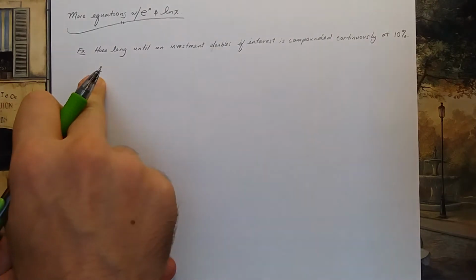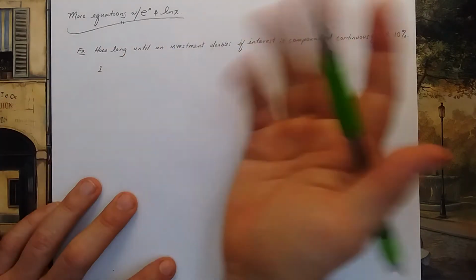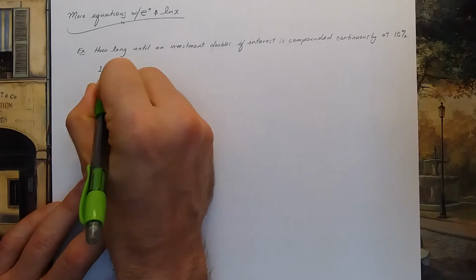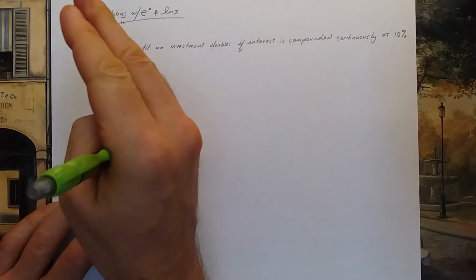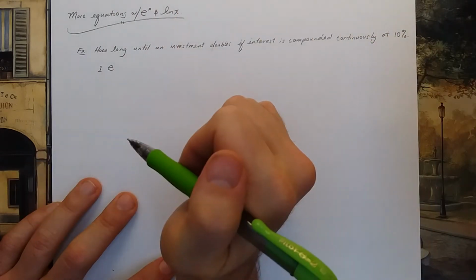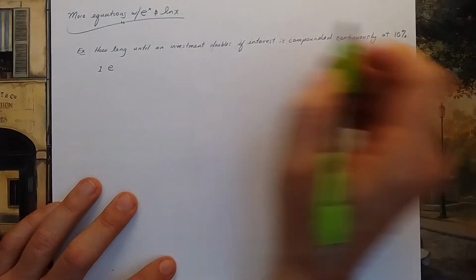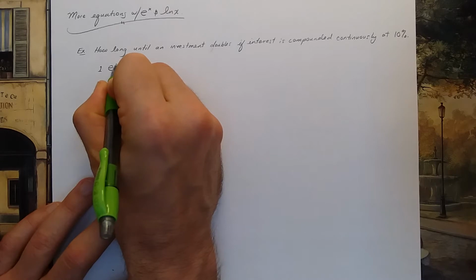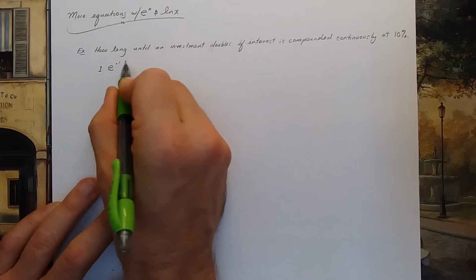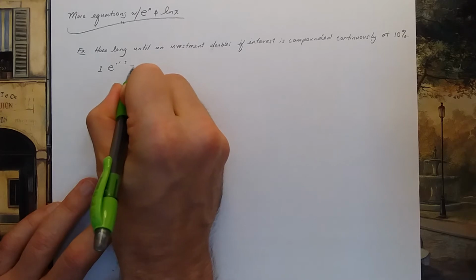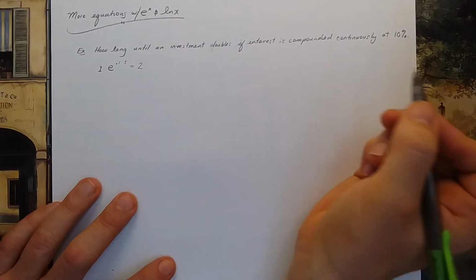So the amount I'm going to start with in my interest calculation is 1. To calculate interest, you multiply by e to the RT power. Here the rate is 10%. So I'm going to multiply by 0.1 times t. I don't know how many years I need to wait until I get $2.